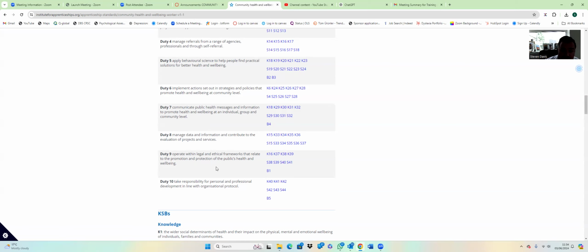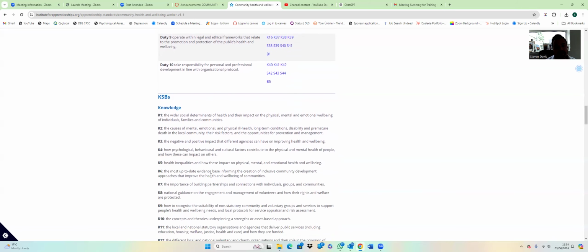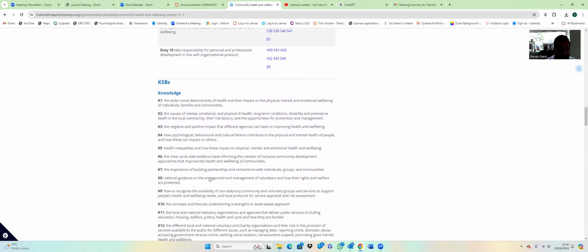Manage data and information to contribute to the project. So looking at the effectiveness. So since introducing your community health and wellbeing practitioner, have you seen a reduction in the amount of times you need a GP? Operate within legal frameworks. So that's understand your codes of practice, set by skills for care, and then take responsibility for your own professional development. So your continual professional development journey. Again, looking at skills for care there for those guidances, as well as maybe Gibbs or Ralph reflective frameworks.